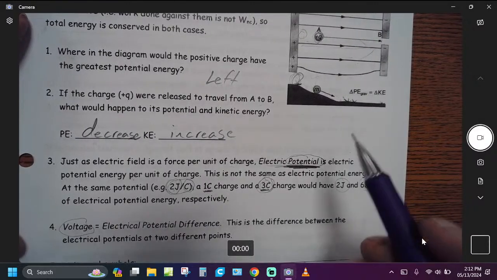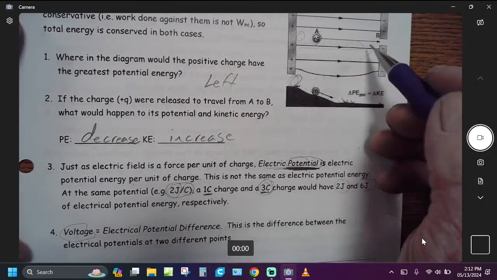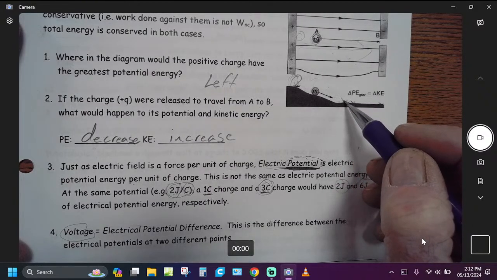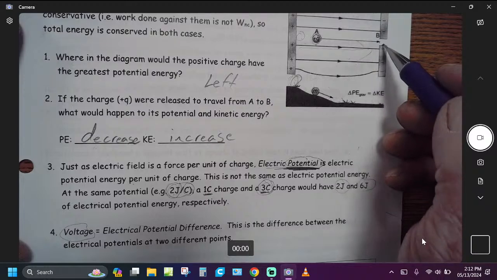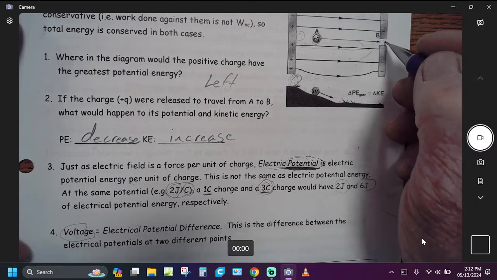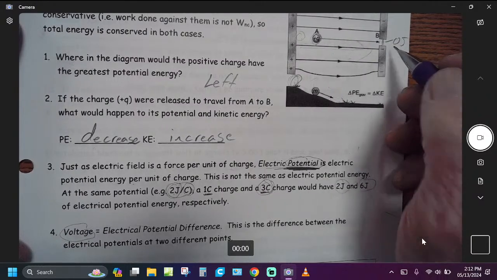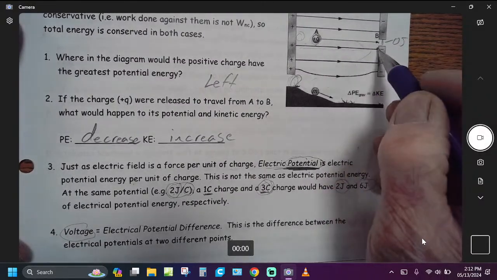Voltage is potential difference. So it's like this. If this ball gets to the ground, it loses a certain amount of potential energy. If this ball gets to here and it has, let's just say, 0 joules left of potential energy, then it's lost all of its potential.